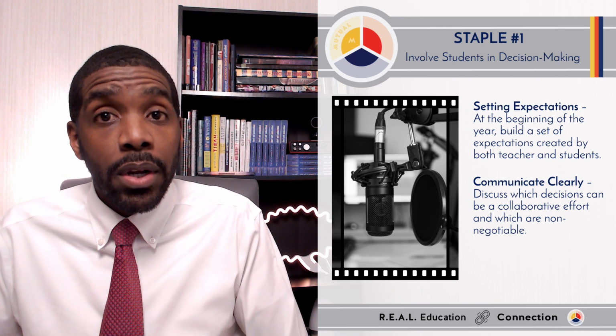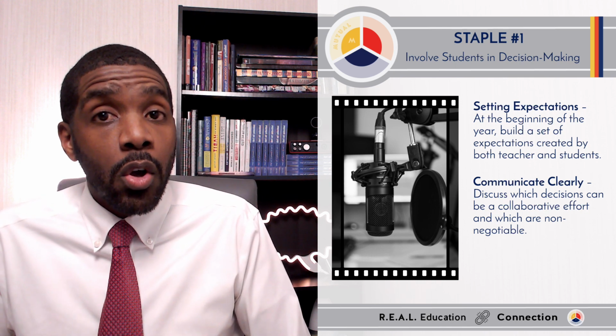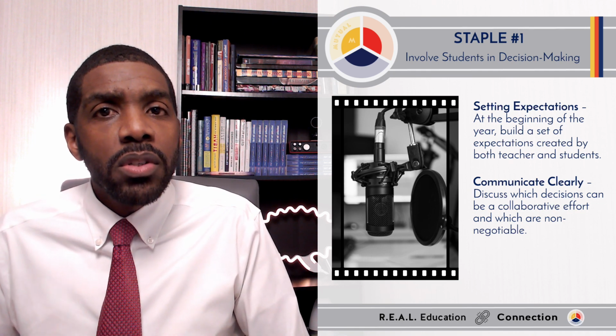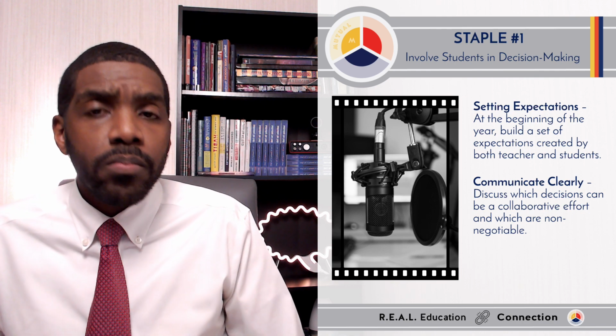The second step is to clearly communicate what are non-negotiables and what are things that, again, can be collaborated on. So, for example, in a science class, often there are non-negotiables for safety. So, those still need to be discussed, but make sure the students know what are non-negotiables and what are ones that you can collaborate on.